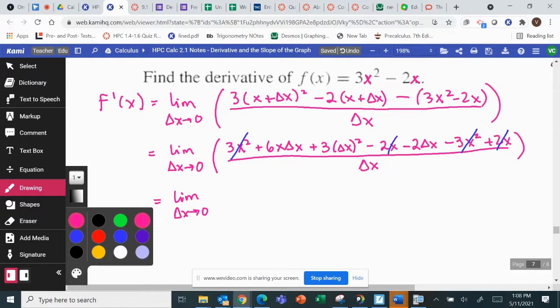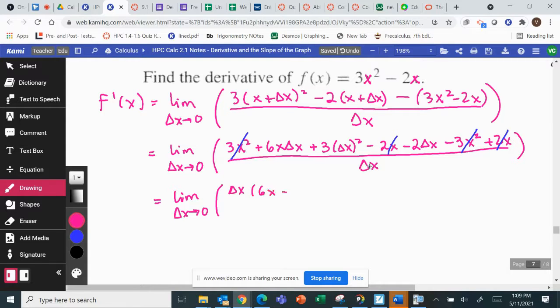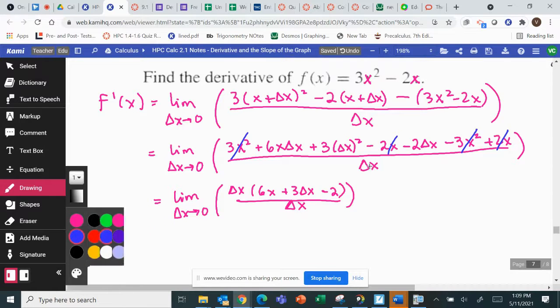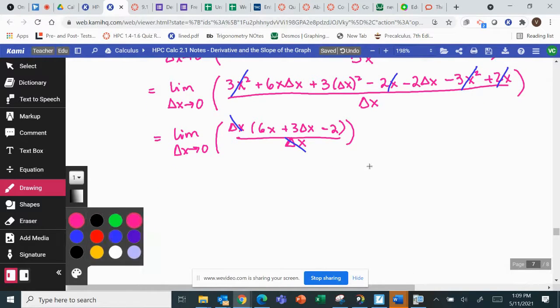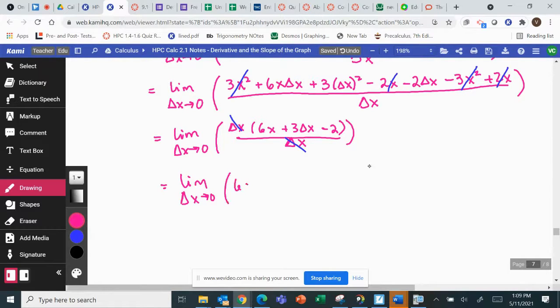And then after we cancel it out, does anybody remember what we're going to do next? Because I'm going to combine it in the next step. Megan? We're going to factor out that delta x. So I'm going to just kind of do that into the same step here. So delta x is going to come out. I'm going to have 6x plus 3 delta x minus 2 over delta x. So those delta x's will reduce. So we get the limit as delta x approaches 0 of 6x plus 3 delta x minus 2.